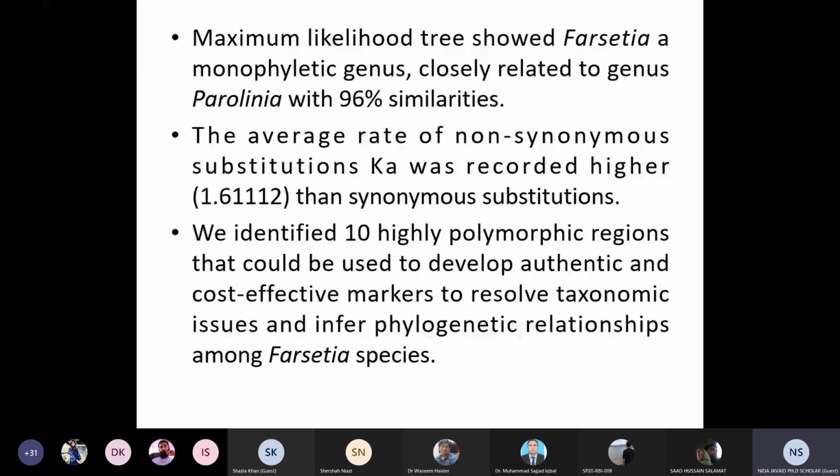The average rate of non-synonymous substitutions was recorded higher than the synonymous substitutions. We identified 10 highly polymorphic regions that could be used to develop authentic and cost-effective markers to resolve taxonomic issues and infer phylogenetic relationships among Farsetia species.